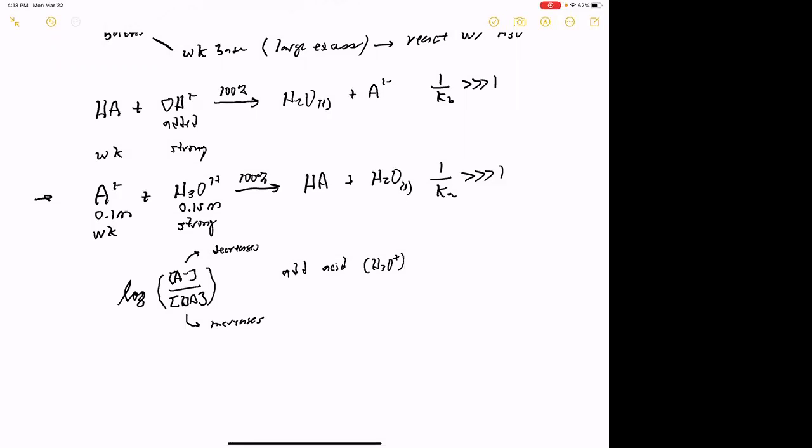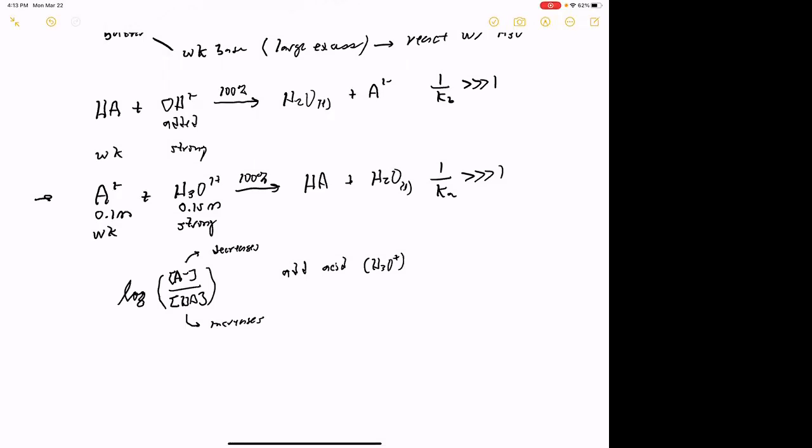Exactly. So that's what we refer to as buffer capacity, or the capacity of a buffer. So that's why, remember, I told you that you want to have a large excess of both of those buffer components in there relative to the concentration of the acid or base that you're going to put in there, because you don't want to get to that point where you exceed the capacity of the buffer by breaking it down, by using up either all of one weak part or all of the other weak part.